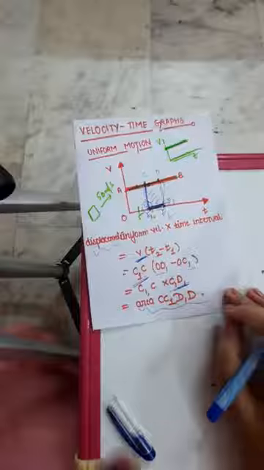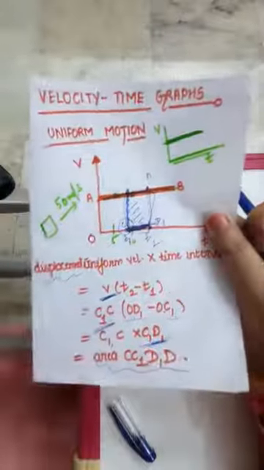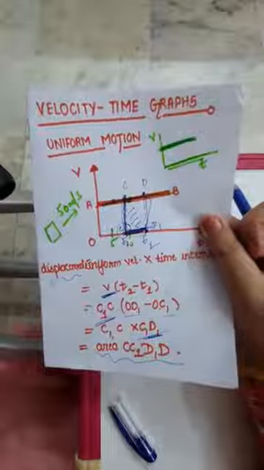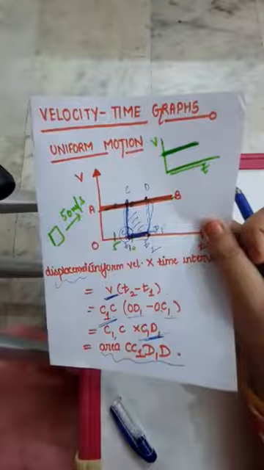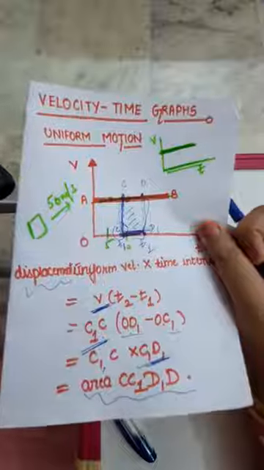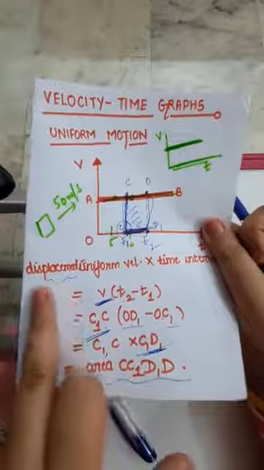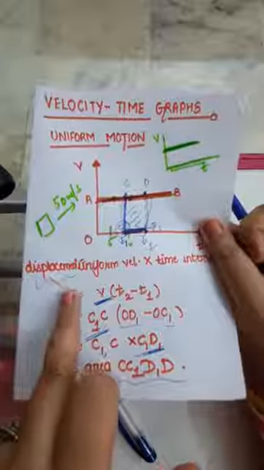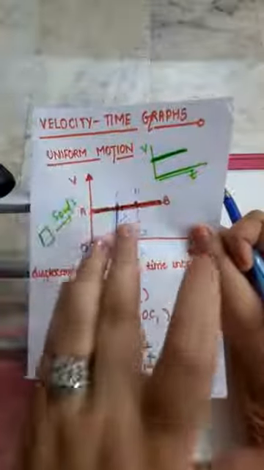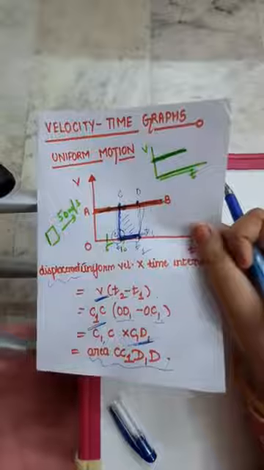So we can conclude that whenever we are discussing the VT graph for uniform motion of an object, the area under that graph is going to give us the displacement. This is how we analyze the importance of the VT graph for uniform motion.